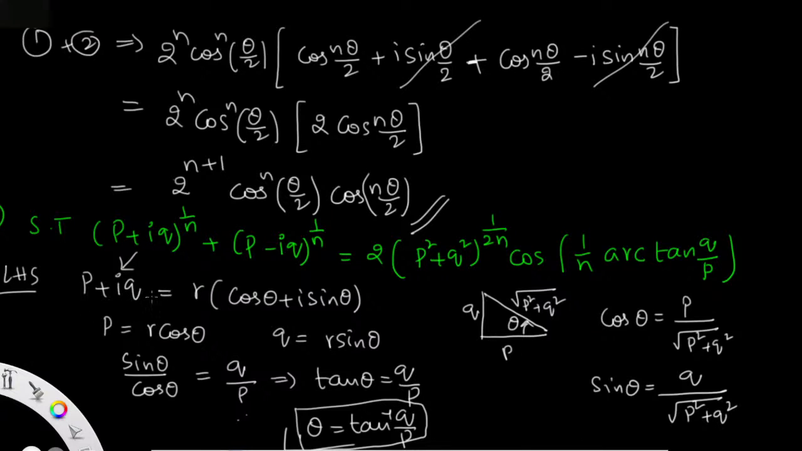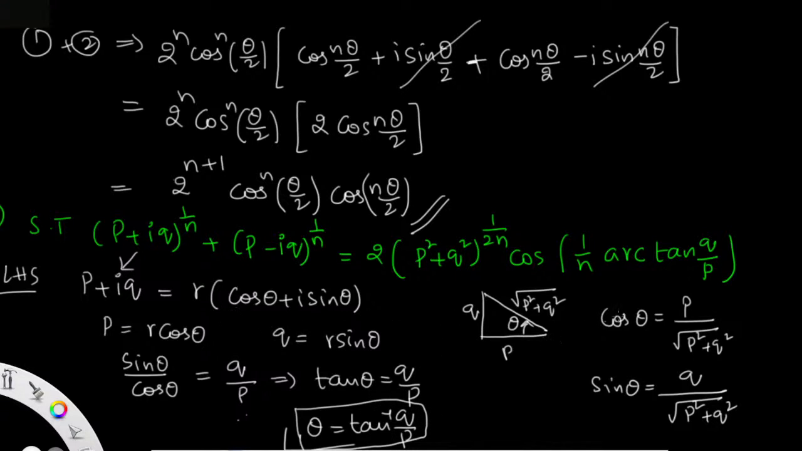So p plus iq is nothing but any complex number in modulus form. R is the modulus, theta is the argument, we can write p plus iq equal to r into cos theta plus i sin theta. So comparing, p equal to r cos theta, q equal to r sin theta. Since the question is in tan terms, I take r sin theta by r cos theta, where r will be cancelled. Then sin by cos equal to q by p, then tan theta equal to q by p, and you get theta equal to arc tan q by p, or else tan inverse q by p.